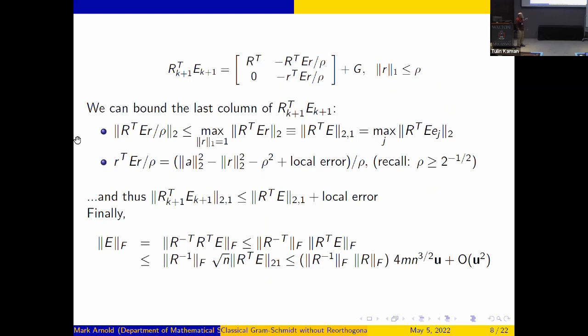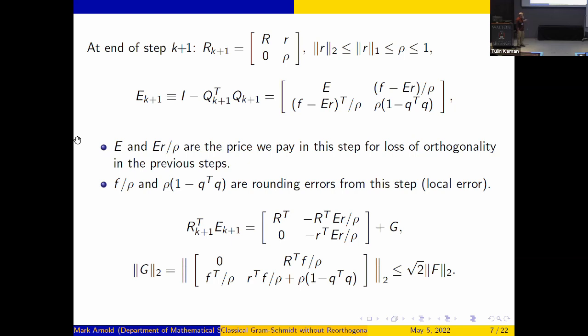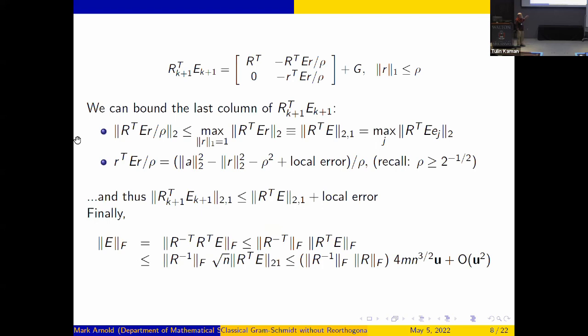Okay, so I just repeated that in the previous slide. That was the last thing. And just so you had it in your mind for the next bit, I put it up here again without the G, without the local errors. And so this is just one column. So this R transpose is K by K, and this whole matrix is K plus 1 by K plus 1. So I have a column here and a scalar here in the 2-2 position.